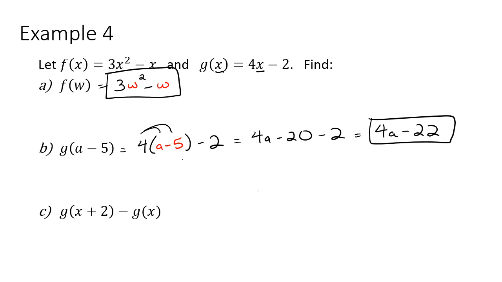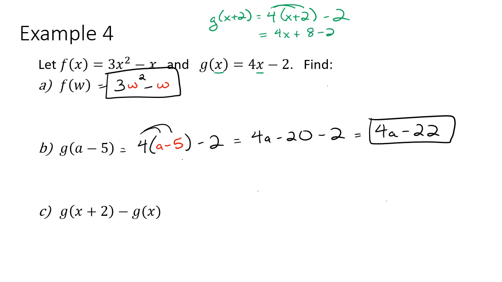And then last but not least, we've got part C, g of x plus 2 minus g of x. And I say last but not least, but there's a part D to this problem as well. And once again, we're just going to evaluate each individually. We don't even have to evaluate that because g of x is just the function itself. So let's start by doing the g of x plus 2. So everywhere there's an x in g, I'm going to replace it with x plus 2. This is the same as part B.